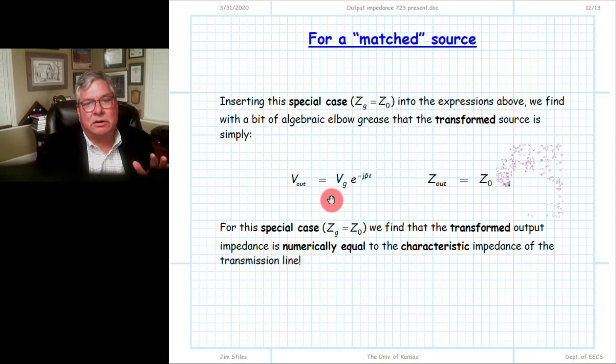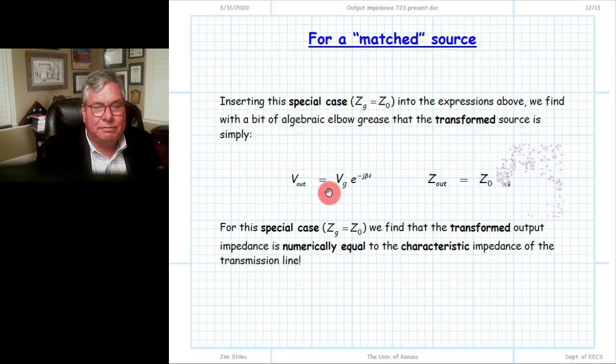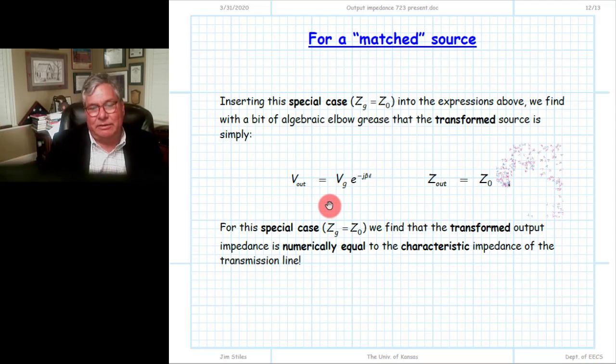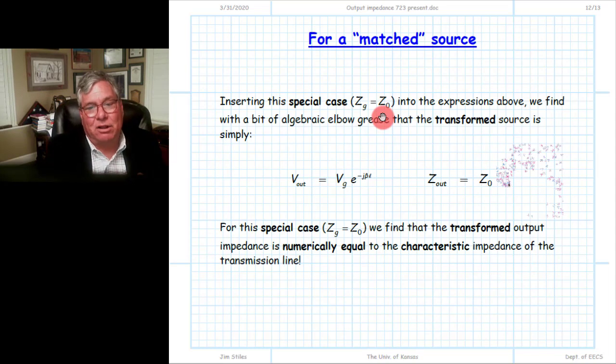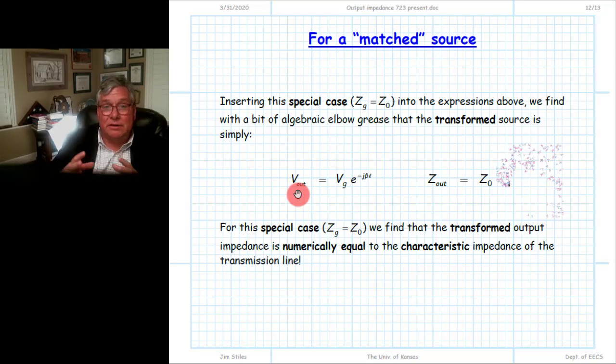If you go back and look at our expression for the transformation of the original source VG and ZG into a new source Vout and Zout, the math was fairly ugly, with trig functions and the like, a lot of work to find the calculation. But for this special case where ZG happened to be equal to Z0, and you should go back and insert that for that case, do a little algebra, things tend to fall away and simplify, to the point that if the original source were a matched source, the transformed source can be written very simply.